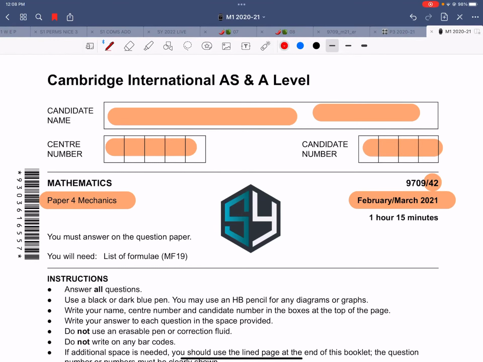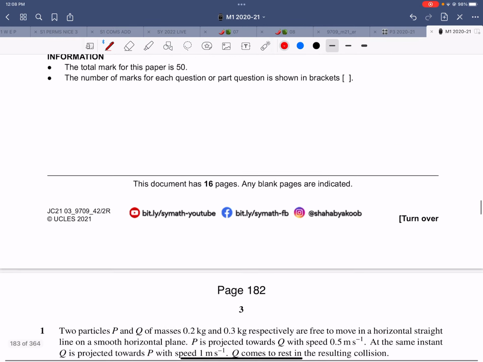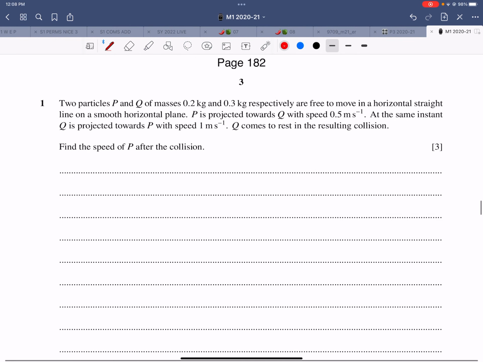M1, February-March 2021 paper. Let's look at the first question. Two particles, P and Q, of masses such and such respectively, are free to move in a horizontal straight line. Let's start underlining. There is a particle P, there is a particle Q. These are their respective masses. It's a horizontal straight line on a smooth horizontal plane.